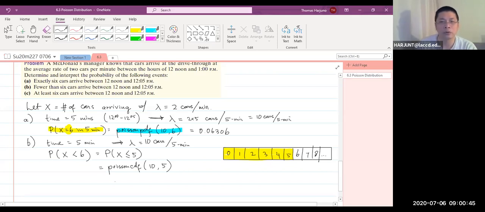Now you use your calculator, I use my calculator too. The average in 5 minutes is 10. The number of incidents, cumulative incidents, is up to 5. I get 0.06709. That's for part B.